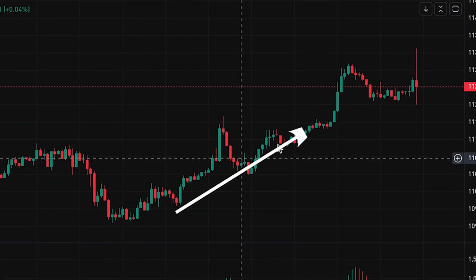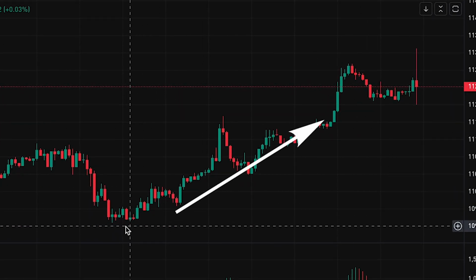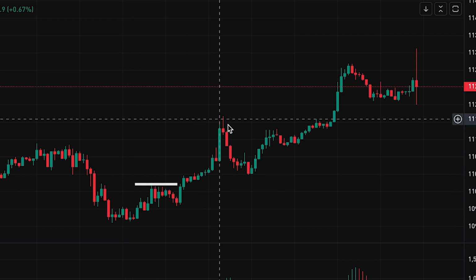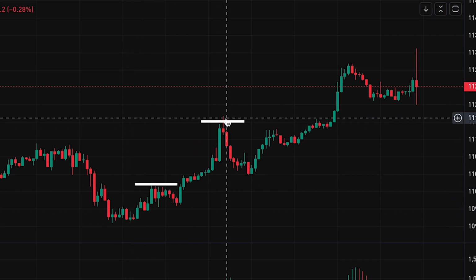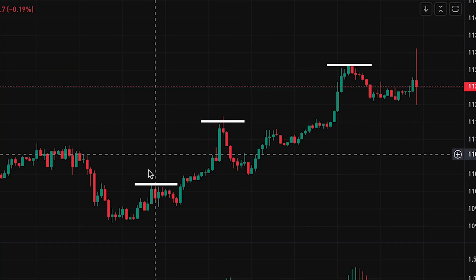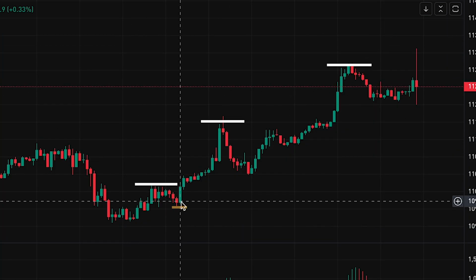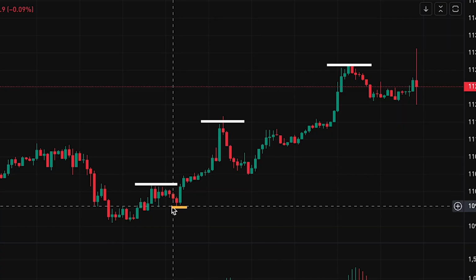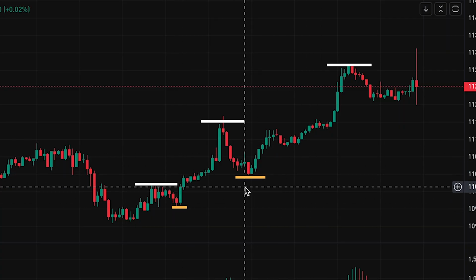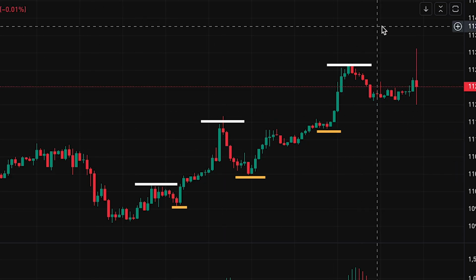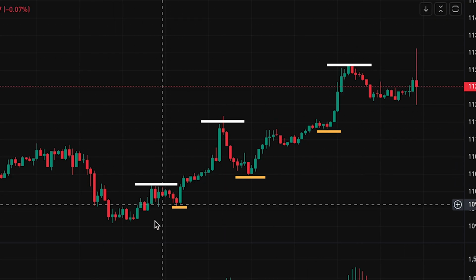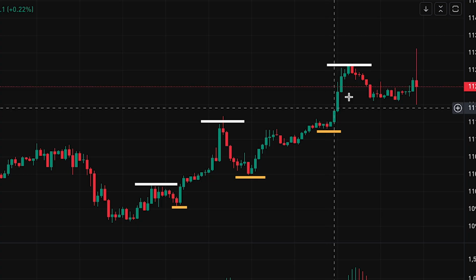When we have a local bullish trend, it means we have a local high. The local high is now higher than the previous high. The next local high is higher than the previous high. We can say we're trending here. Same with the minimum. We have a local low, a low above the previous low, a local low, again above the previous low.